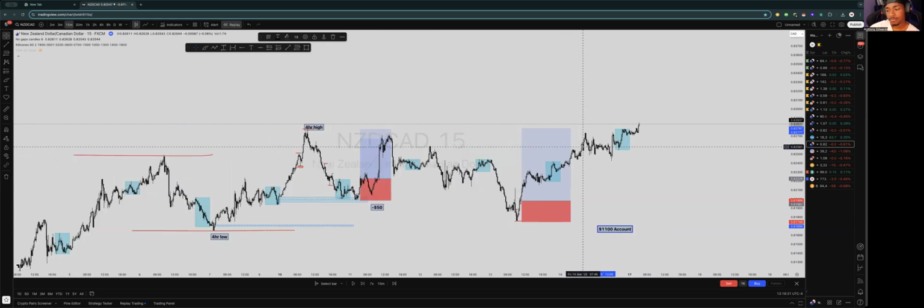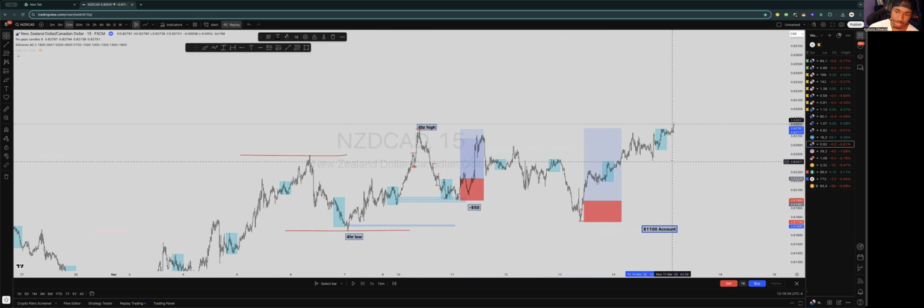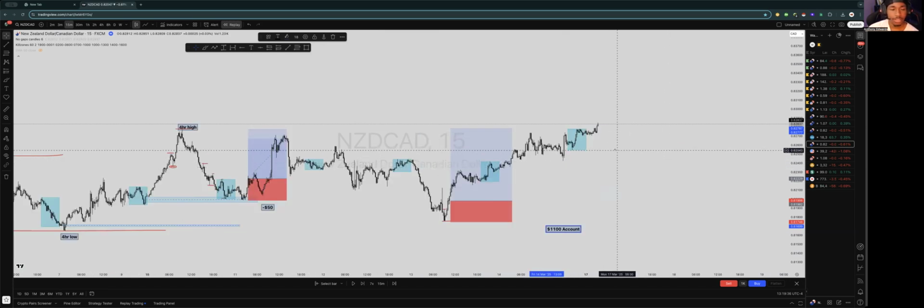I risk 5% on my trades, but you don't have to risk 5%. You can risk 1, 2%, 0.25%, 0.5%. But yeah, on live account, I'm risking 5%. Prop firm, I probably risk about 0.5% or 0.25%.